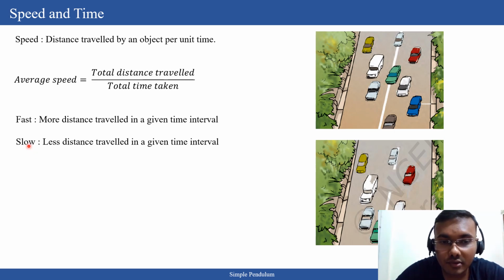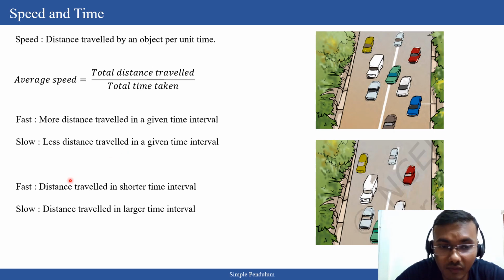But we can also have the other case, where we define fast and slow by comparing the time interval, given the distance traveled is the same. An object is moving fast when the distance is traveled in a shorter time as compared to other objects, or an object is slow when the same distance is traveled in a larger time interval. So everywhere here we can see that there's time taken, time and time. So we see that time is crucial when we consider speed or distance.